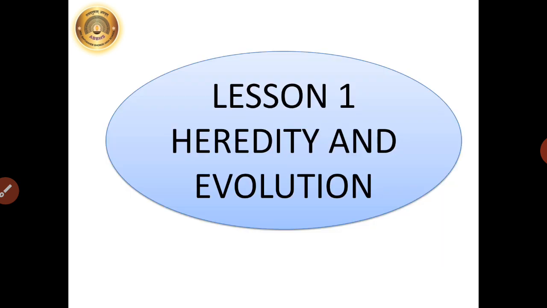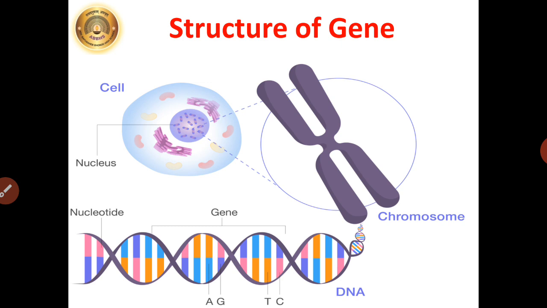So students, we are going to start with lesson number 1, heredity and evolution. I hope you all must have your science 2 textbooks. Just open page number 1 of your textbook and mark the definition of heredity. Let's begin. As we have said that heredity is the transfer of biological characters from one generation to another via genes.